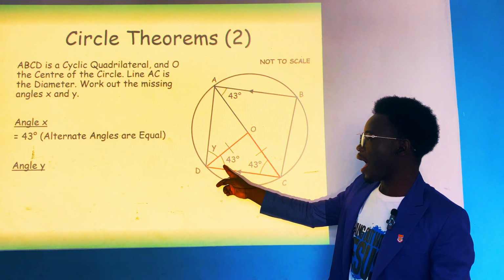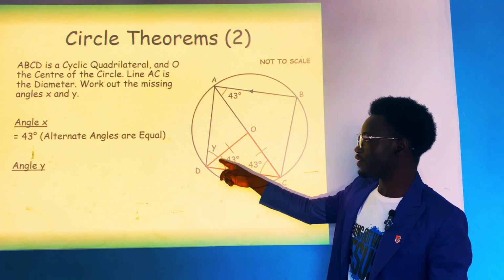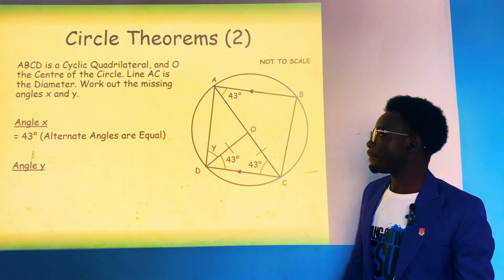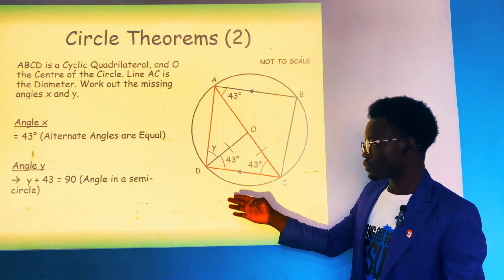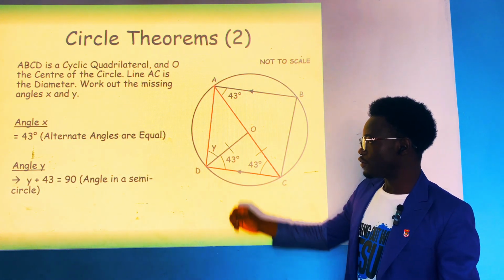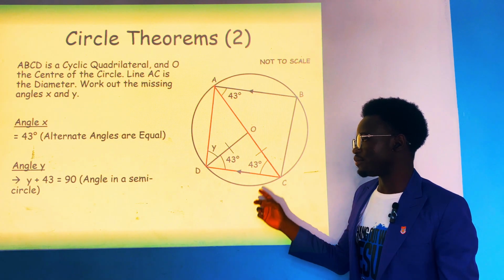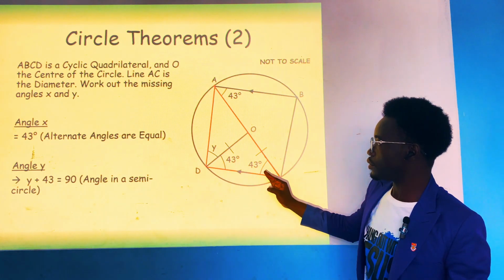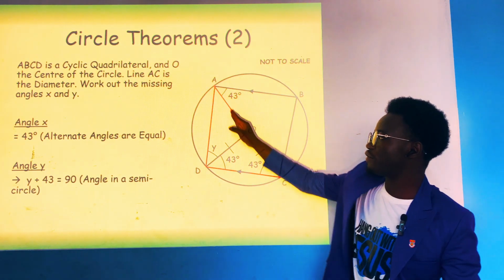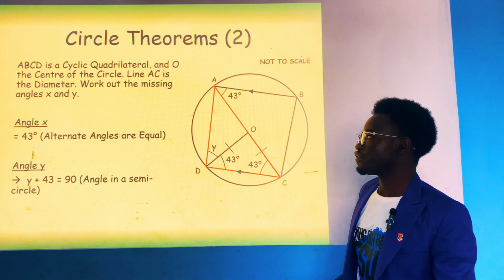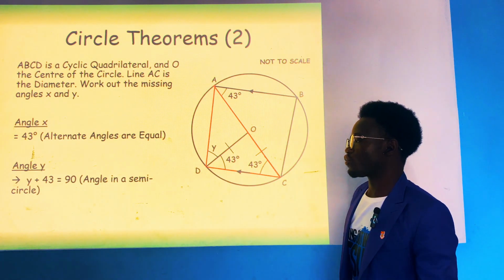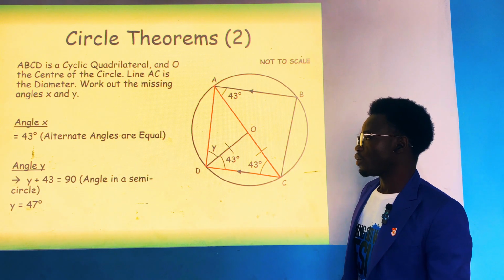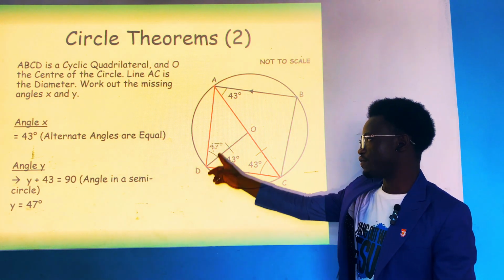Now, if here is 90, I take 43 from 90 and I'll be able to get the remainder as y. So it means that y plus 43 will give me 90. The property is angle in a semicircle, because this diameter divides the circle into 2 semicircles, and the angle subtended to the circumference is 90. So that's why we are using the 90 over here. So it means y is equal to 47 degrees.